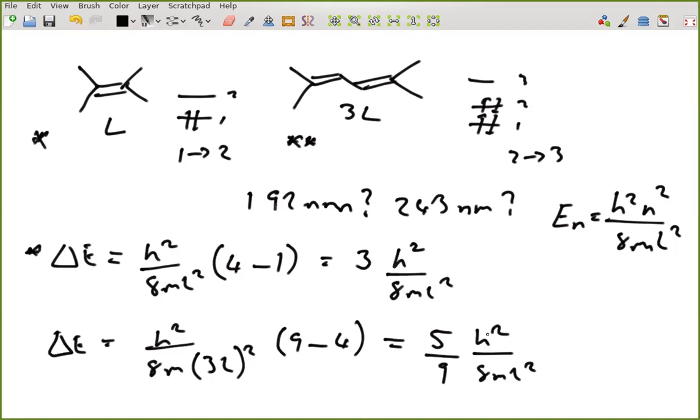Okay. Please check my arithmetic and my algebra. Just check that I've got the right numbers, but this is as expected. As you get a longer molecule, you get a longer wavelength, as the jump is a lower energy. Okay, so that's the first question that I wanted you to explore.